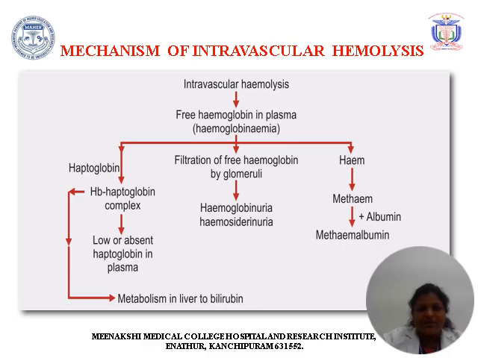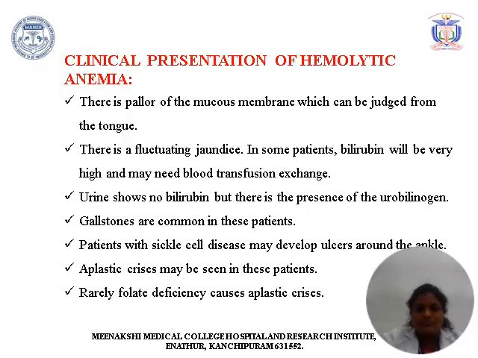Again I repeat, intravascular hemolysis: free hemoglobin in plasma, haptoglobin, filtration of free hemoglobin by glomeruli resulting in hemoglobinuria and hemosiderinuria. The free heme combines with albumin forming methemalbuminemia. The hemoglobin-haptoglobin complex, with low or absent haptoglobin in the plasma, is excreted and metabolized in the liver to bilirubin.